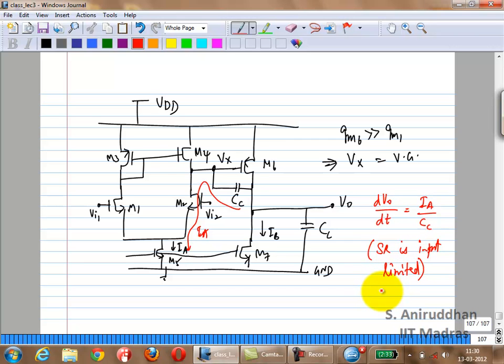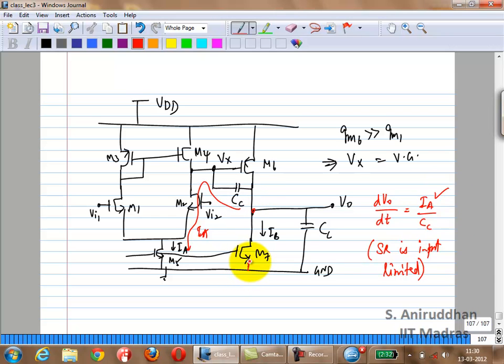What if the input step was the other way? Let's say this was very large and this is very small. What is the current through M2? IA will all flow through M1 and M3, and that will flow out through M4, so this will be the opposite slope. One will be the positive slew rate, the other the negative slew rate. So if it is input slew rate limited, it will be IA by CC in both cases.